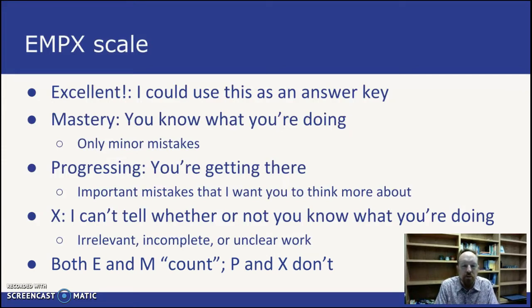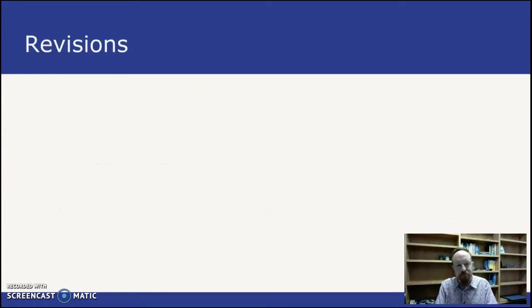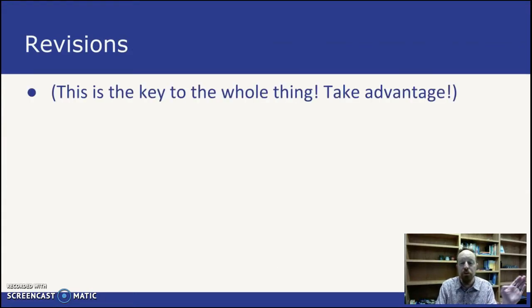So the general idea of this is that E and M count. They demonstrate your mastery of a particular concept, and P and X don't. And if your work is graded at a level of P or X, then you will have the opportunity to revise it. So let's talk more about revisions. Before I get into the details of this one, I will just say this is the whole point of the thing. Revisions really help you learn a lot, and I encourage you to take advantage of doing them.